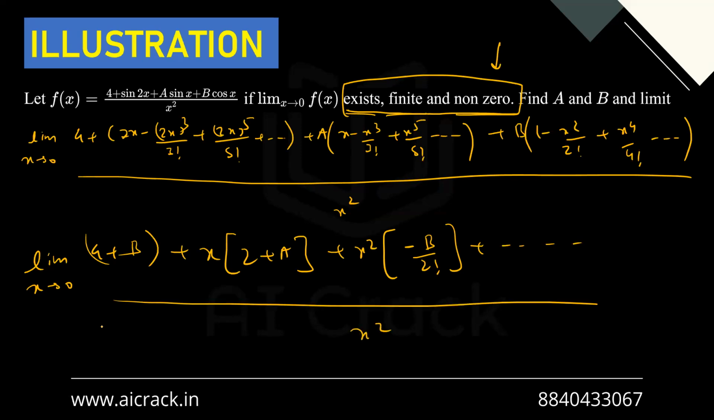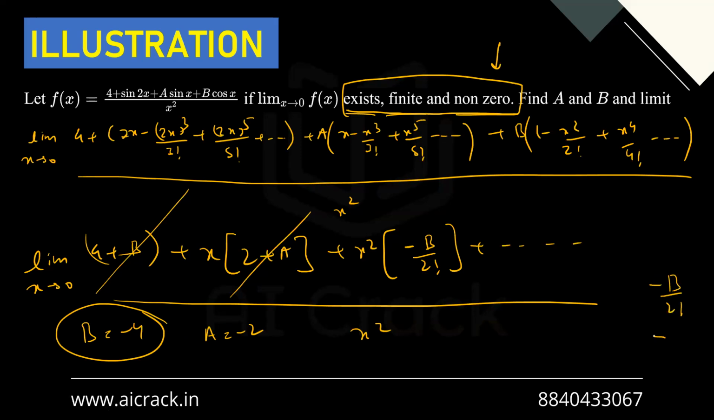Now for this limit to exist, this term should be 0, this term should be 0, right? And this should not be 0 definitely. Based on that, we'll be getting b equals minus 4 and a equals minus 2. When b equals minus 4, this coefficient would become 2. This coefficient would become minus b by 2 factorial, that is 2, right? Now this should be the limit because this is not existing, this is not existing, and higher degree terms are 0. So we have the limit as minus b by 2 factorial, that is 2. So this is the limit answer.